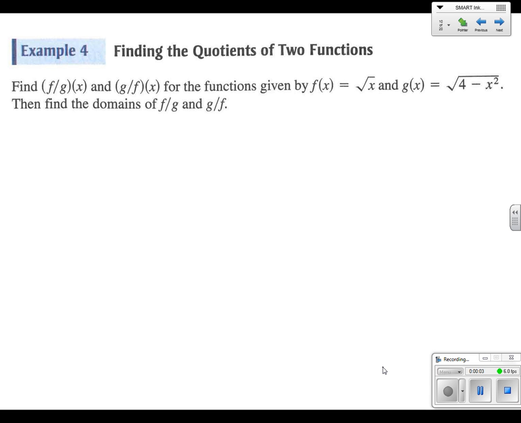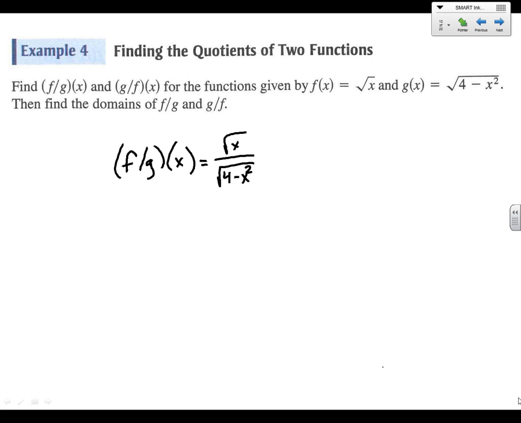All right, last part of this section is dividing, and let's go ahead and divide. And ask us for 2 on this. We want f over g first. So f is root x. G is the square root of 4 minus x squared. And so that would be our answer for f over g of x.